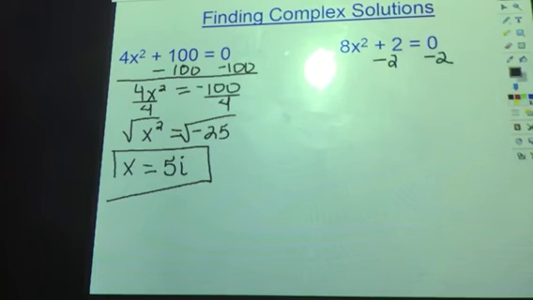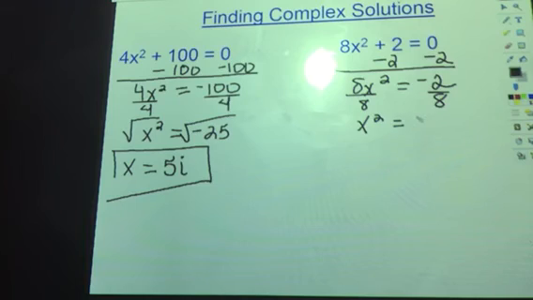Subtract 2 from both sides. 8x squared is equal to negative 2. Okay, divide both sides by 8. We have x squared is equal to negative 1/4 when we reduce that fraction. Okay, take the square root of both sides. The square root of x squared is x. And I'm going to break this down.